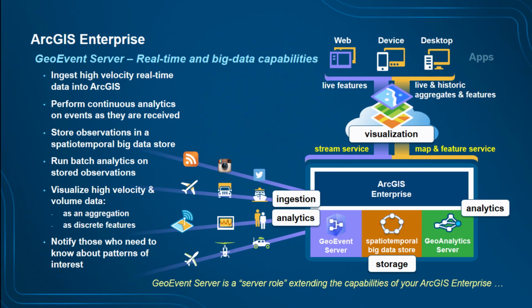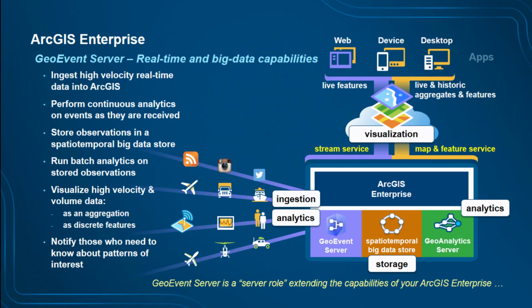The first is making it easy to ingest data from real-time data feeds, such as JSON feeds or XML feeds. All you have to do is configure an out-of-the-box connector rather than write code to try and bring in these data feeds. Once you've brought in these event records into the GeoEvent server, we want to be able to perform continuous analytics on the data. We want to be able to filter and process the event records as they are received, and that's what we mean when we say real-time analytics.